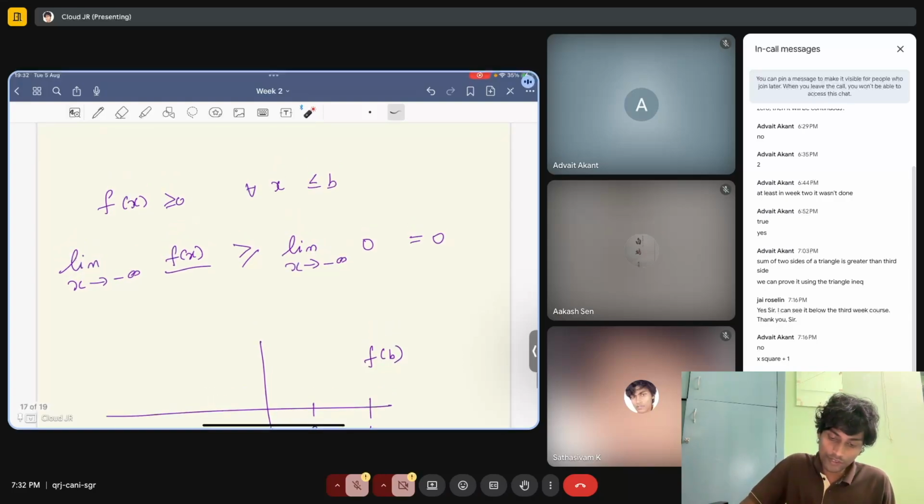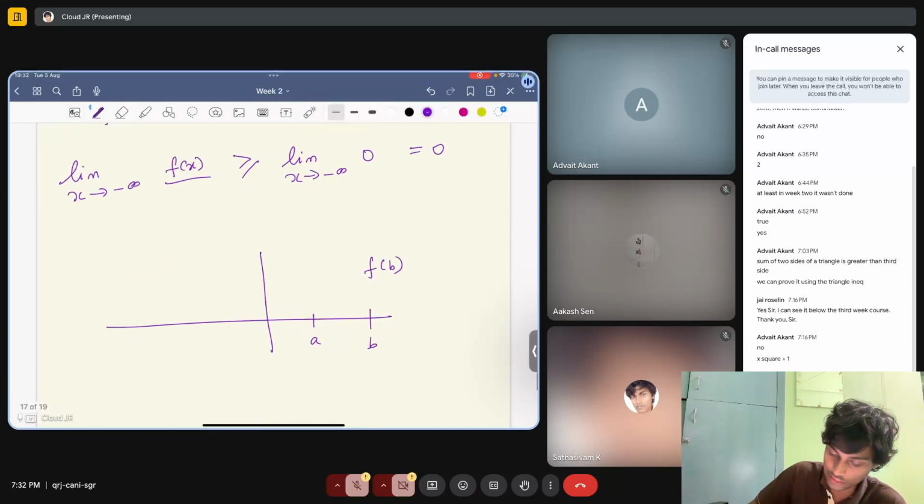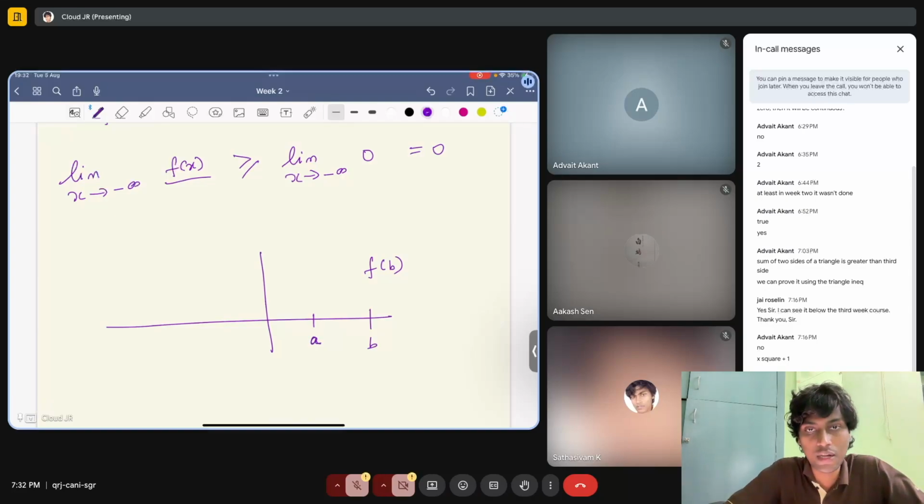So if this was the case, then you will get that your limit is greater than or equal to 0, but then your limit is minus infinity. That is not true. So that means you can get a point such that f is less than or equal to 0, and that point will be strictly less than B. Okay, so that point is strictly less than B, and then you got this point A. You're just changing it a little bit, and while changing it a little bit, you can get what you want.